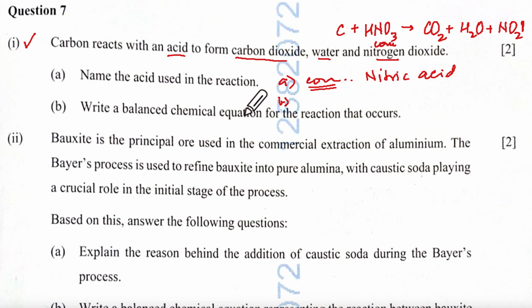Give balanced chemical equation for the reaction. I've already written this. So it will be 4 here. So 2H2O, so 4NO2. 4 times 3 is 12, 8 and 4 times 2 is 8, 10, 12. So the reaction is balanced. So this is the reaction for B. Let us come to this.